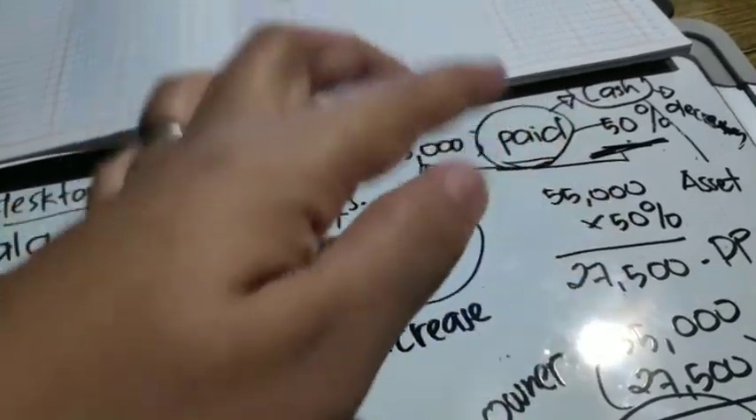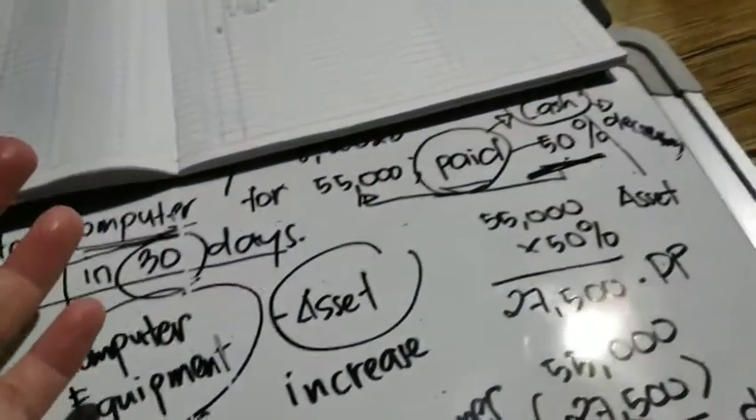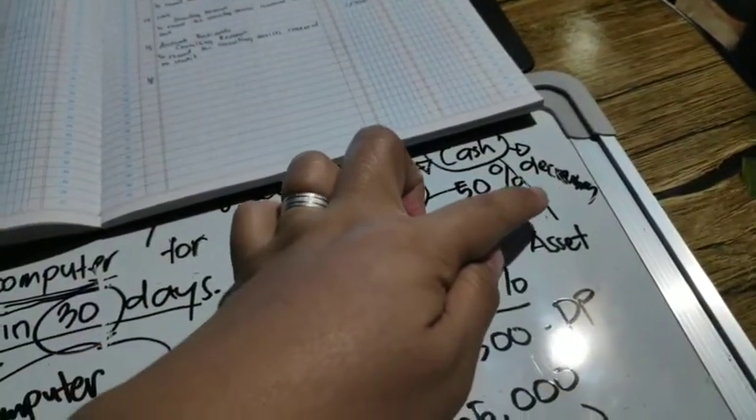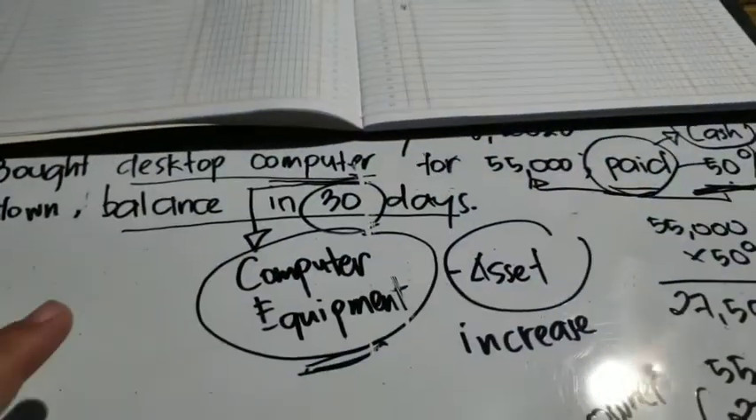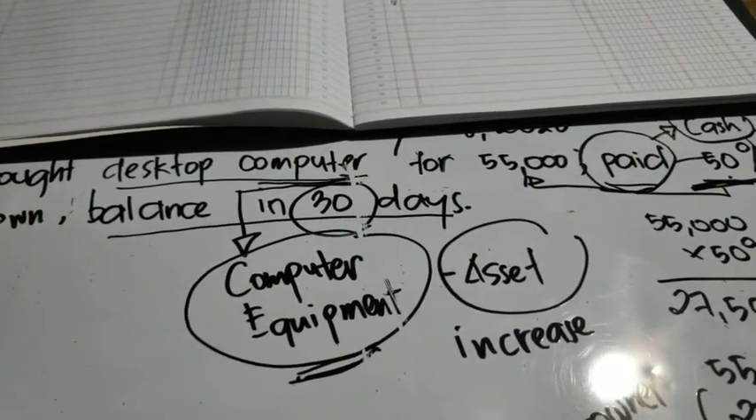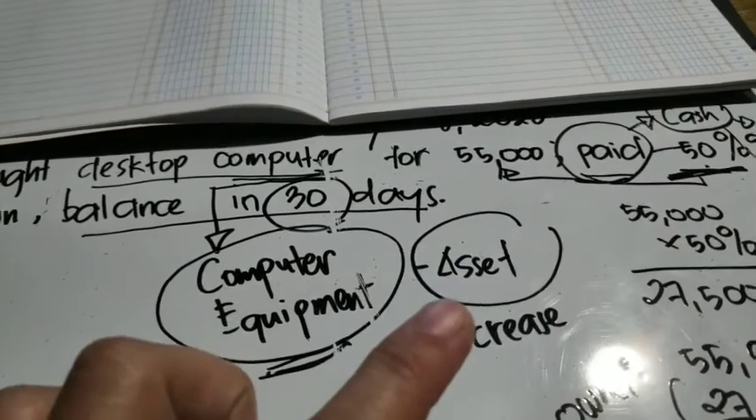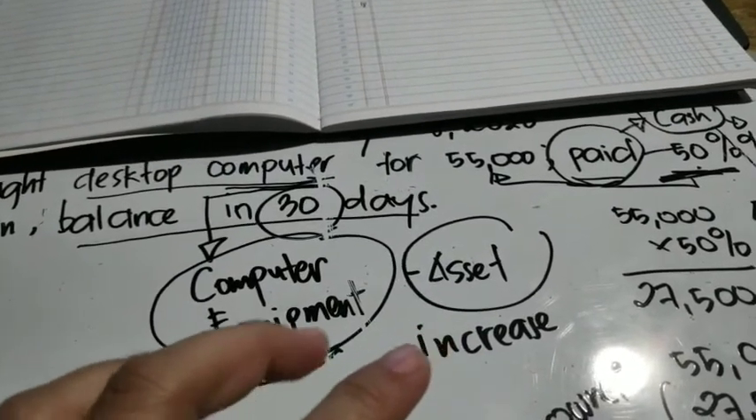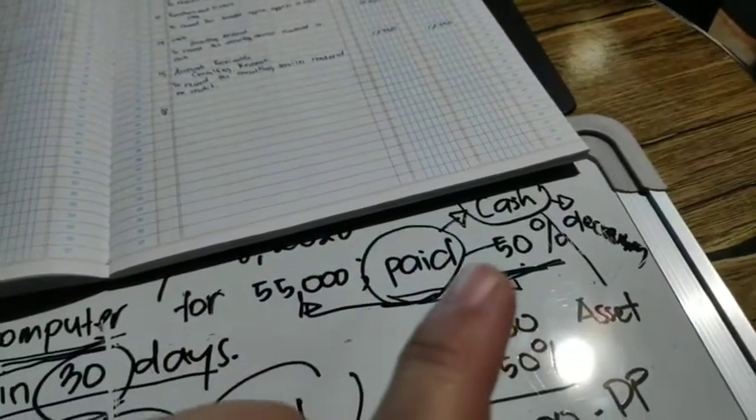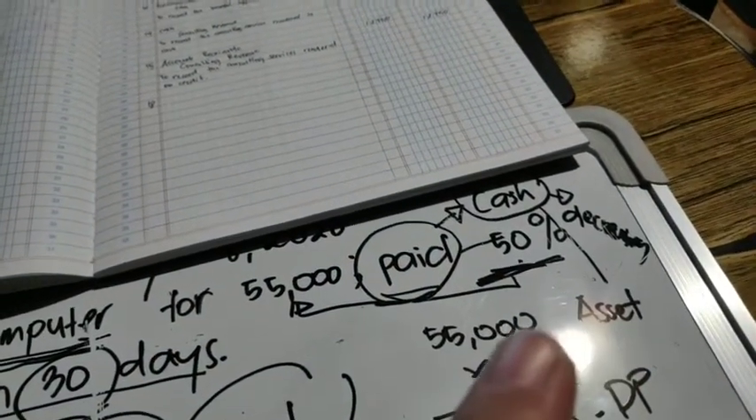And then, when you are paying and using cash, it means that you are decreasing your cash. And you have a balance due in 30 days. So when an asset is increasing, it is on the debit side. When an asset is decreasing, it is on the credit side.